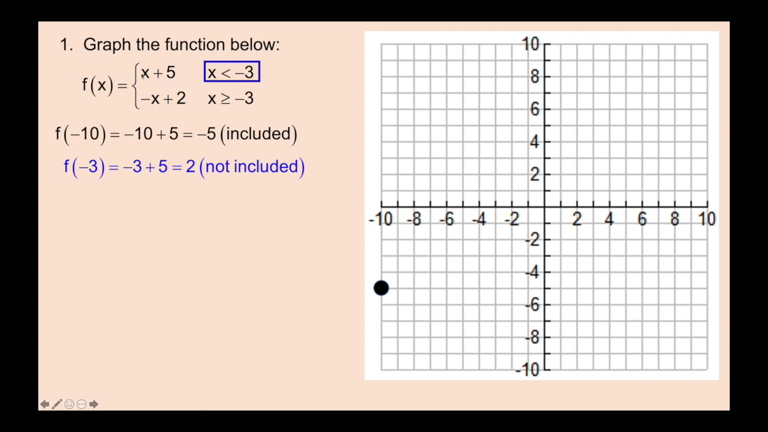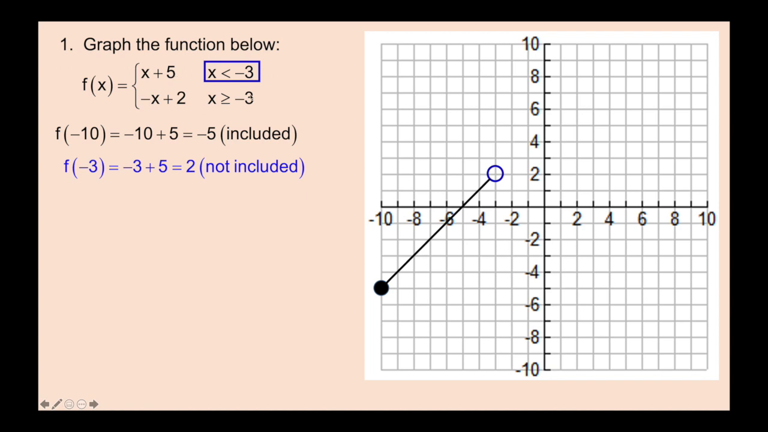Then when I'm plugging in -3, f of -3, that's going to be -3 plus 5, which is going to give us 2. That one is not included because it does not have an equal sign. So now I'm going to go to -3, which is here, and I'm going to go up to +2, which is here, and I'm going to plot that. But it's again going to be an open circle.